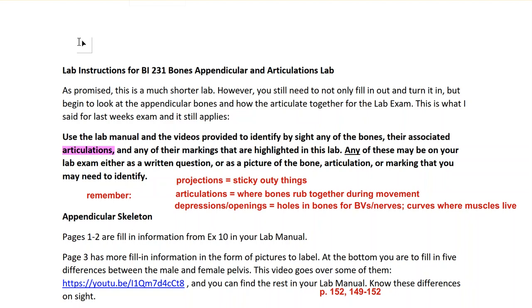All right, let's start out at our lab instructions. So this is a shorter lab. Thank goodness for you guys, a shorter lab. And I just want to draw your attention to a couple of things.